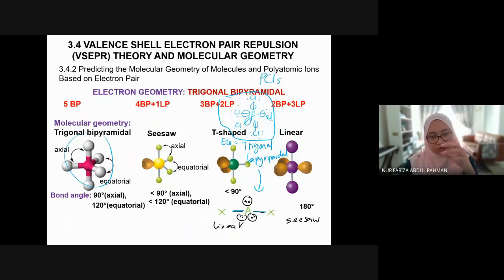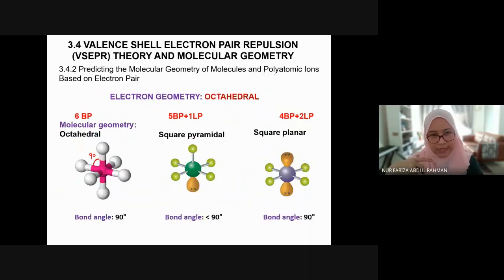Okay? Alright, so make sure that you are able to draw the molecular geometry. You have to transform your Lewis structure into the correct molecular geometry ataupun molecular shape. Okay? Okay ke untuk Trigonal Bipyramidal before we proceed to Octahedral? Ya Allah, itu saja dah sejam. Nak dekat setengah jam. Okay eh? Okay, doing good. Alright, so let's move on.